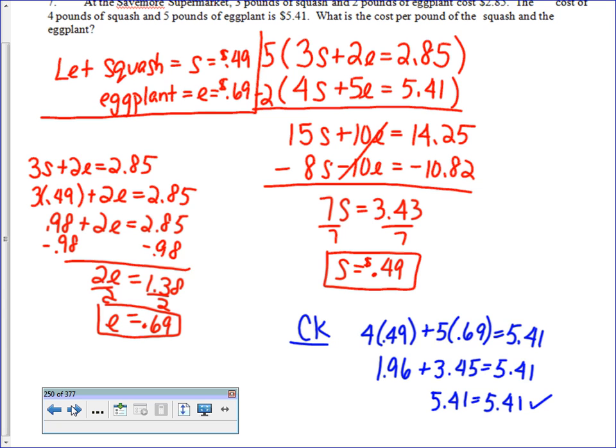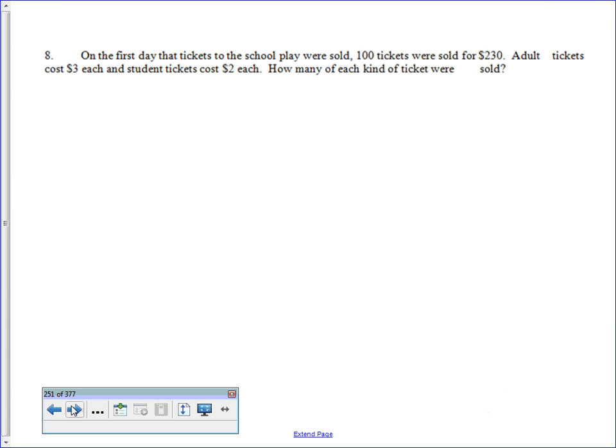Okay, question number 8 is my ticket sales again. On the first day that tickets to a school play are sold, 100 tickets were sold for $230. Adult tickets cost $3 each and student tickets cost $2 each. How many of each kind of ticket were sold? So again, my let statement, I'm going to have let adult tickets equal A and student tickets equal S. My adult tickets cost $3 and my student tickets cost $2. Again, I'd like to write that in for my own information.